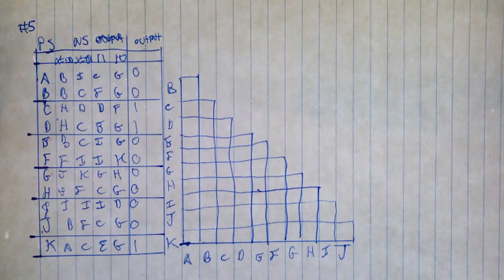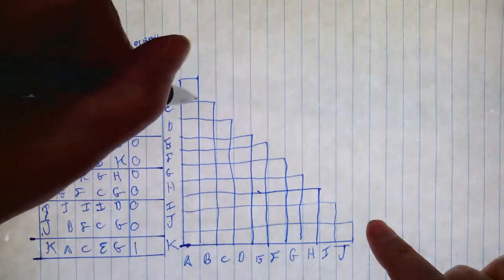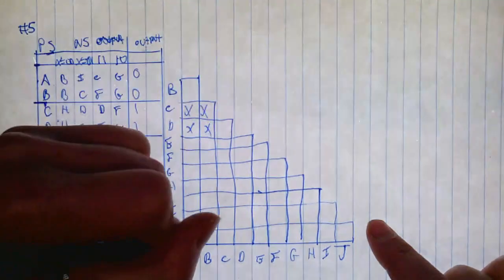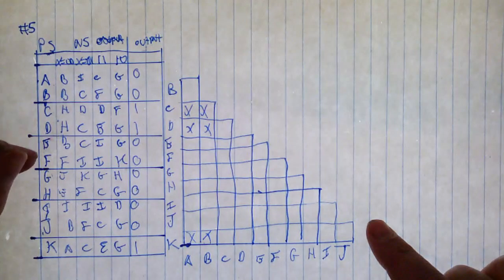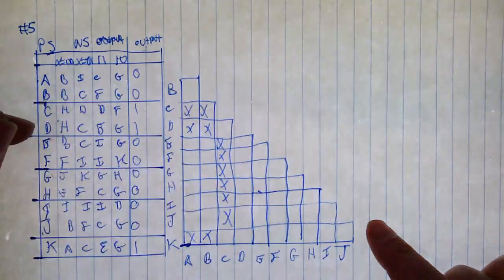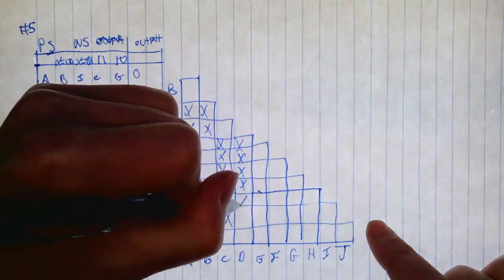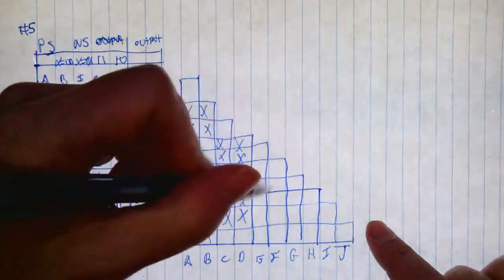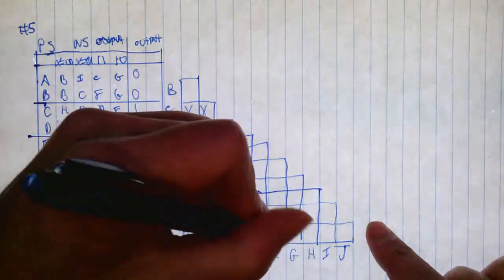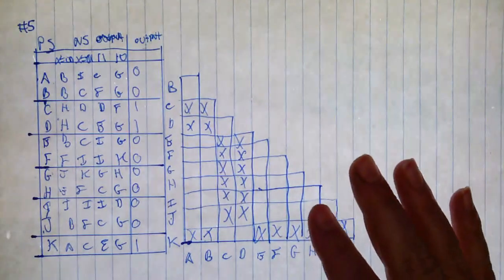So let's do the output comparisons now. A is different from C, D, and K. B is different from C, D, and K. C is different from E, F, G, H, I, J. D is different from E, F, G, H, I, J. E is different from K. F is different from K. In fact, F, G, H, I, and J are all different from K. And that eliminates many of the squares.